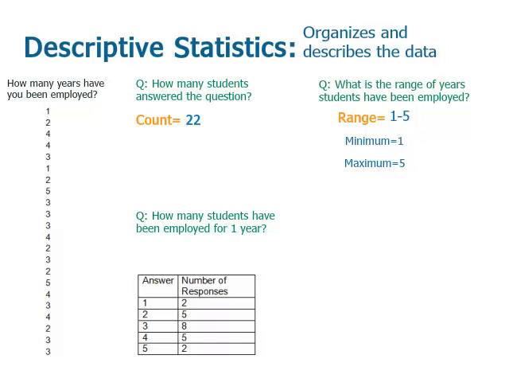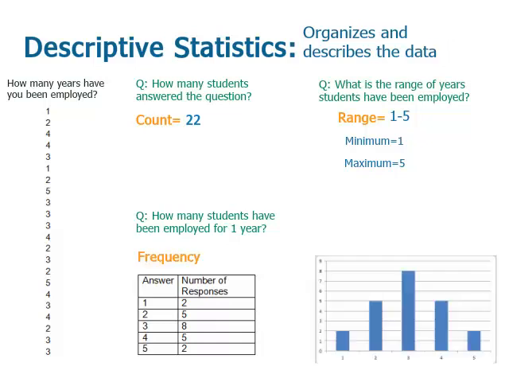This is referred to as a frequency table, and you'll see that the answers, the number of years, are down the left side, and then the number of responses are next to it. So it's very easy to make sense of the data when it's presented in a table like this. So you can easily see, oh, well, 2 people said 5 years, and 2 people said 1 year, and 5 people said 4 years. And it's very easy to see it. A table is one way to represent it.